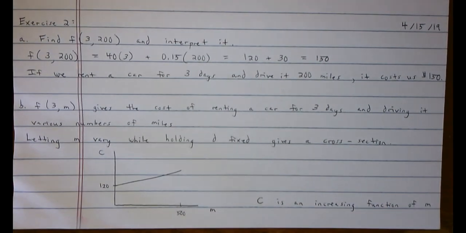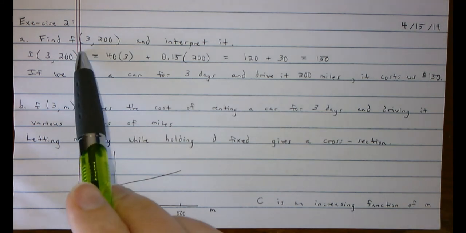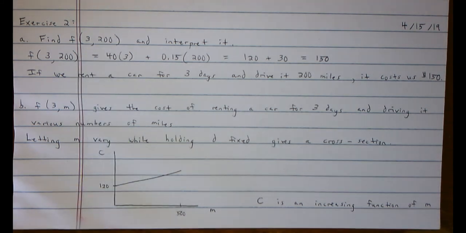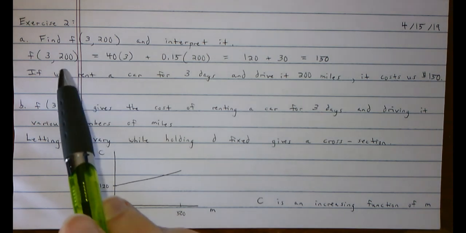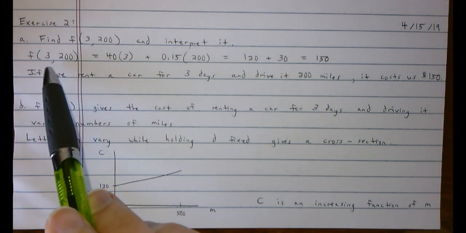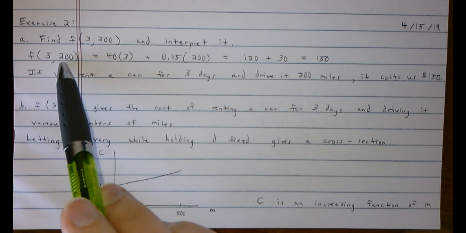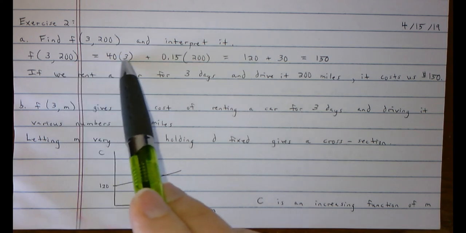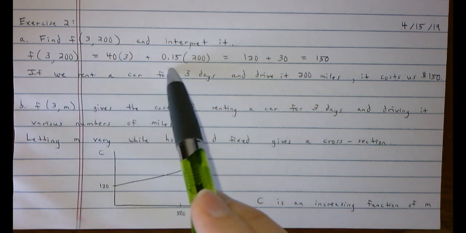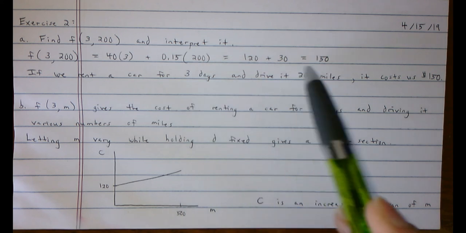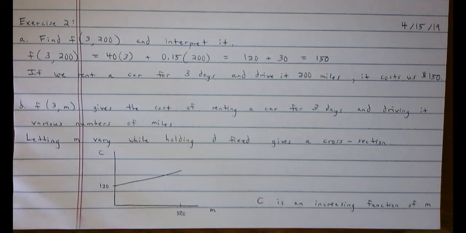So exercise 2 involves the same example. Part A, find F of 3 comma 200 and interpret it. Well, we'd use that formula from above. F of 3 comma 200 is 40 times 3 plus 0.15 times 200, giving us 150. And the way to interpret it is if we rent the car for 3 days and drive a total of 200 miles, it costs us $150.